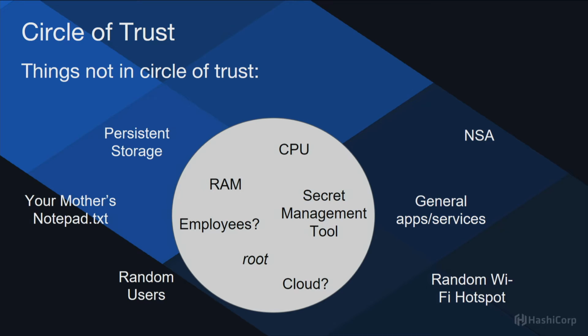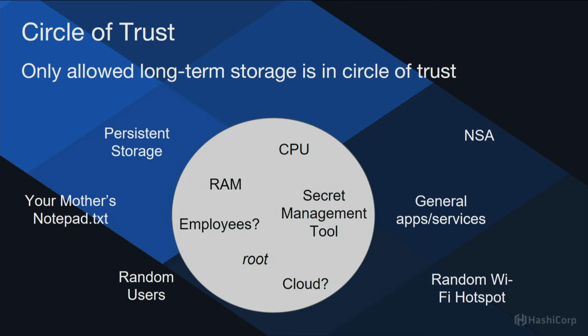Things that are not in the circle of trust are things like persistent storage, if it's not encrypted. Your mother's notepad.txt where she puts all of her passwords and still does it, that is not in your circle of trust. The NSA, probably not in your circle of trust, right? The only allowed long-term storage is in your circle of trust. If you have secrets moving around, it needs to be in your circle of trust or you cannot trust it. It will be divulged, it will be exposed.